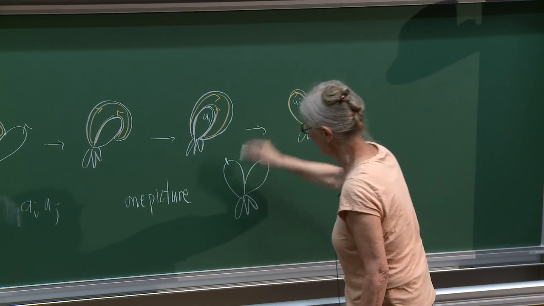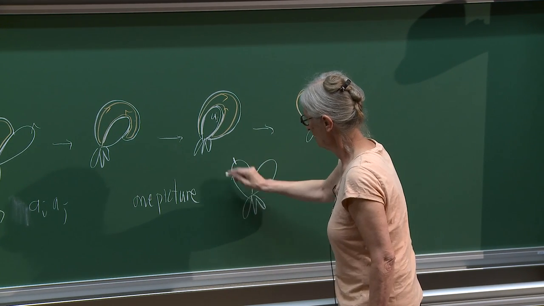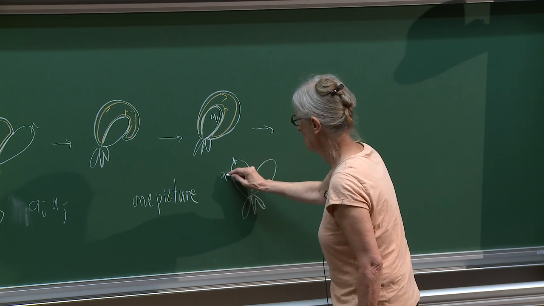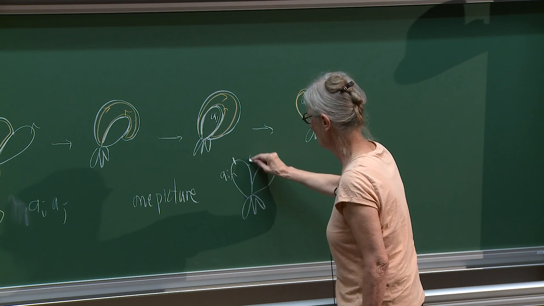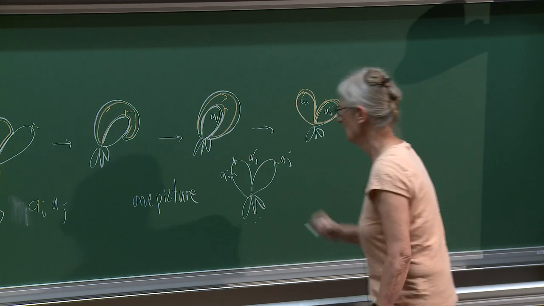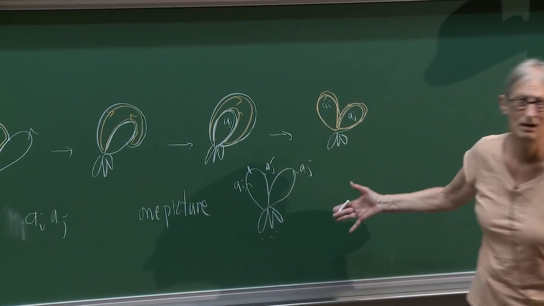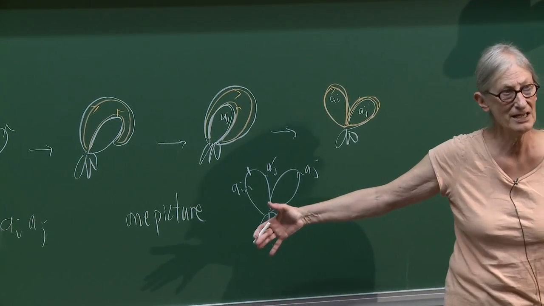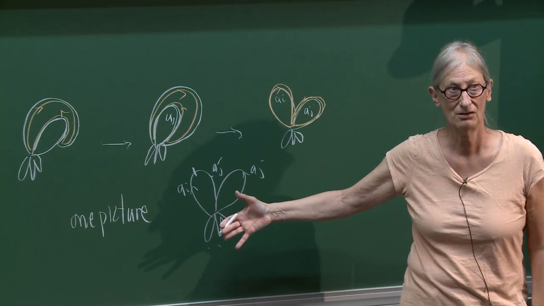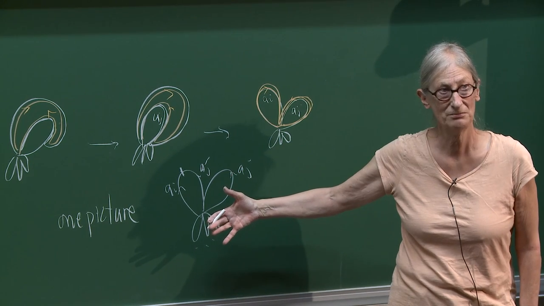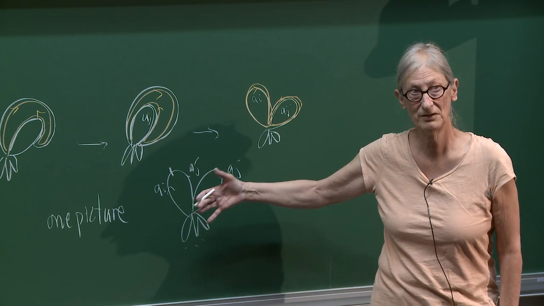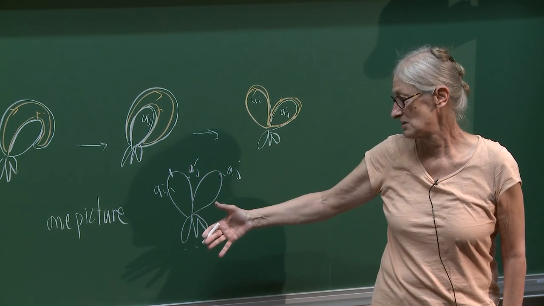I've divided the AI petal into two pieces. I sent the first half over AI and the second half over AJ, etc. This is one picture, but when I draw this picture, I'm making various assumptions. This one picture doesn't actually tell me what the map on the fundamental group does, because I haven't identified the fundamental group of this picture with my rows yet.